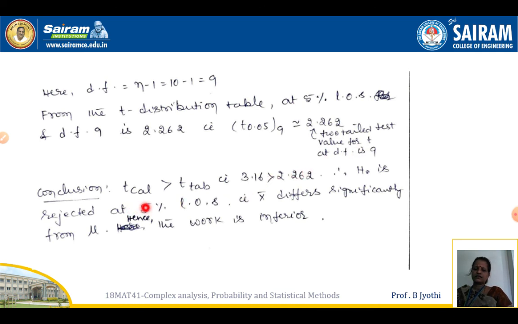Conclusion is that the calculated value, which is 3.16, is greater than 2.262, therefore H0 is rejected at 5% level of significance, that is x bar differs significantly from mu. Hence, the work is inferior.